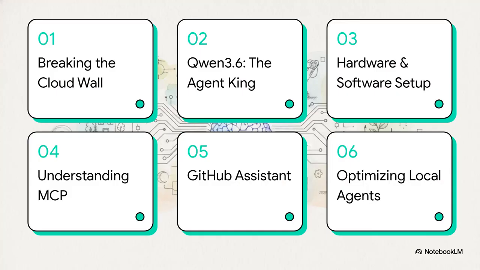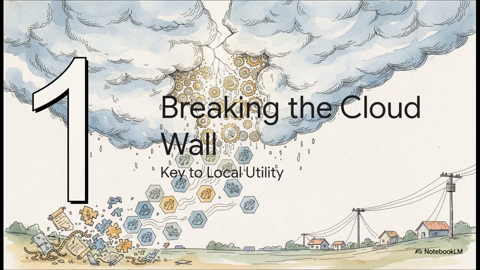Okay, let's dive into this. Here is our roadmap for today's Explainer. First, breaking the cloud wall. Then, Qwen3.6, the Agent King, followed by hardware and software setup, understanding model context protocol, building the GitHub Assistant, and finally, optimizing your local agent. Starting with Section 1, breaking the cloud wall, the key to local utility.